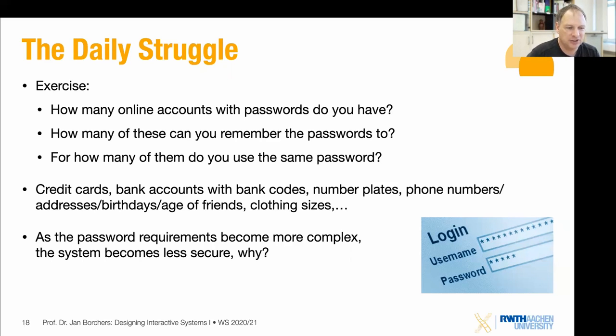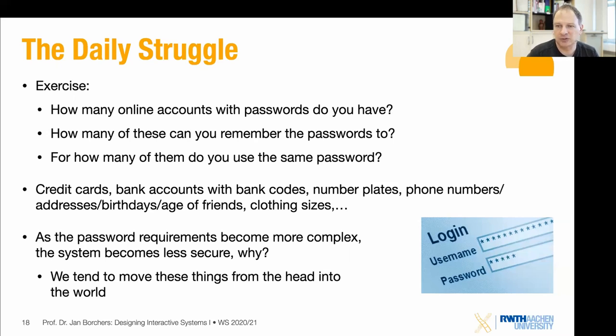You write things down because as the password requirements become more complex, this makes the system become less secure. Why? Because we tend to move these things from the head into the world, right? Because we cannot actually remember random passwords that are like 18 letters long, and 20 of those for different accounts. So we push things out into the world. And that's just to illustrate that this is actually something that is perfectly human and perfectly normal to do, and that already also indicates that security and usability really are things that are difficult to get under one hood. It's possible, but it's a difficult design challenge.